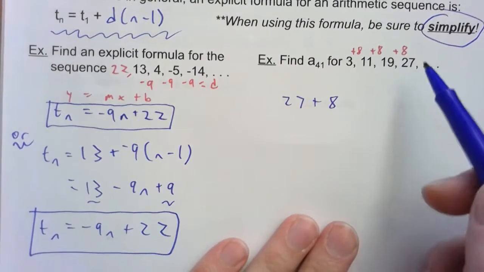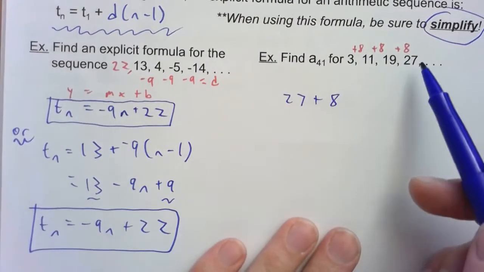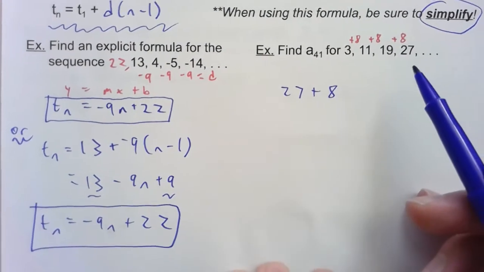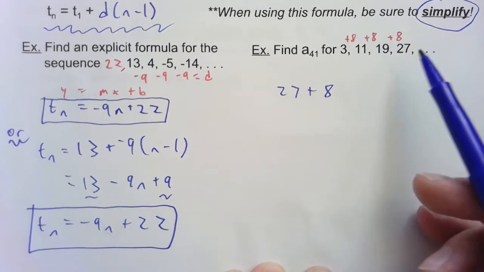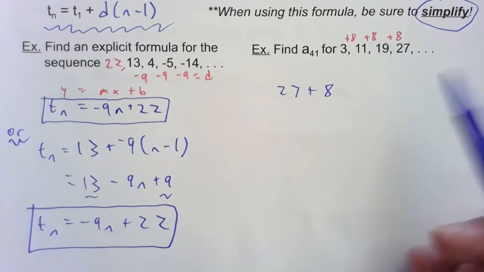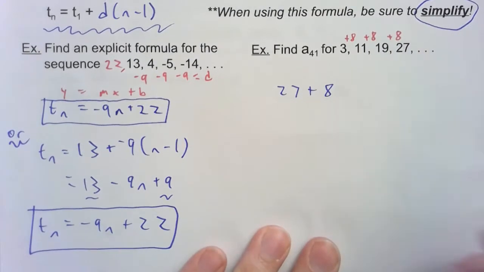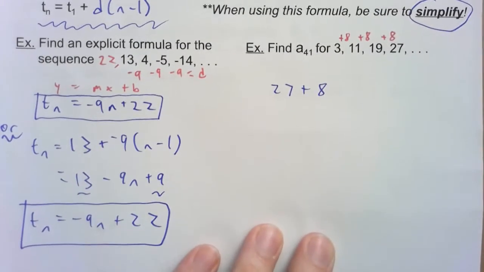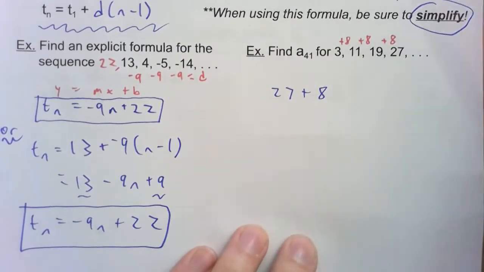Well, you could keep listing it out, right? You could say like 35, 43, like, if you had time and didn't know how else to do it, you could just keep writing out the entire list until you got there, right? You would just be adding 8, adding 8, adding 8, adding 8. Well, how many times would you have to add 8? Well, this was the fourth term, right?